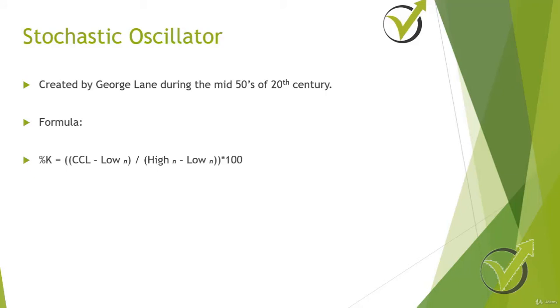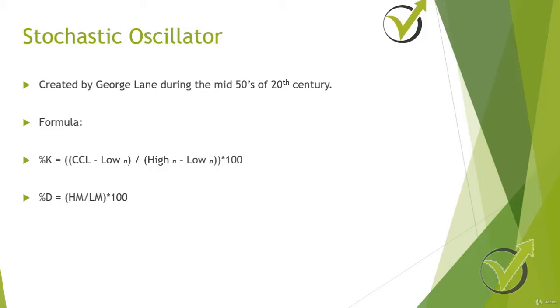One is the percent K, which equals the current closing price, CCL, which stands for current closing price, minus the lowest low of the past n periods. And this is divided by the highest high of the past n periods minus the lowest low, one more time, of the past n periods, multiplied by 100. So it's a percent.